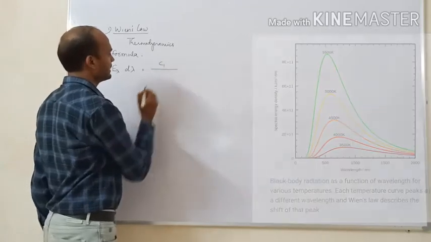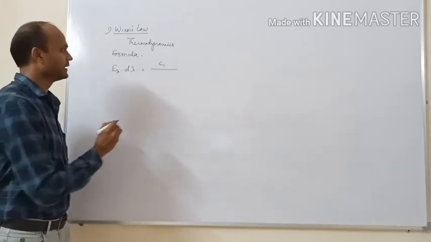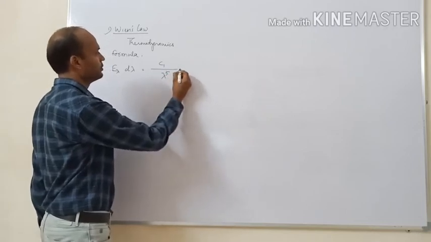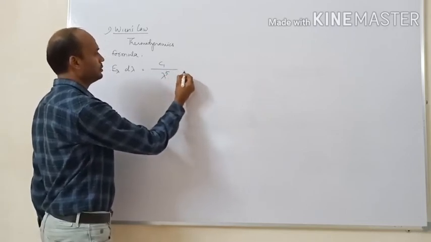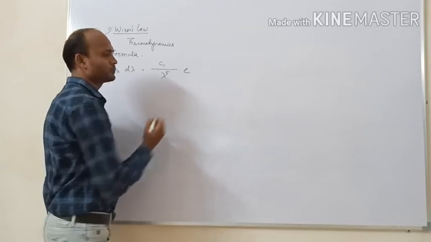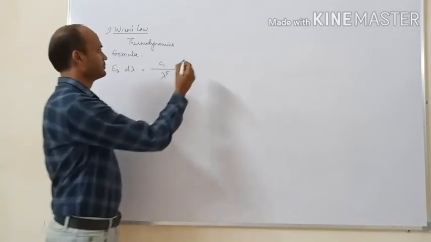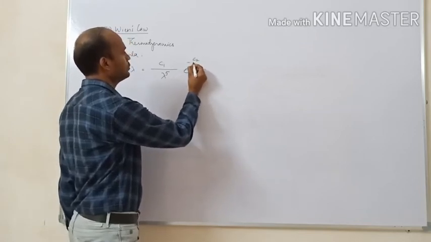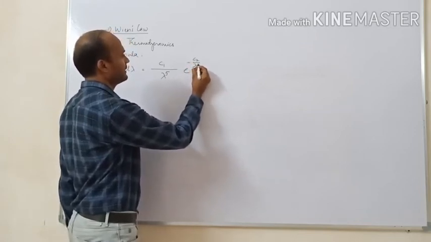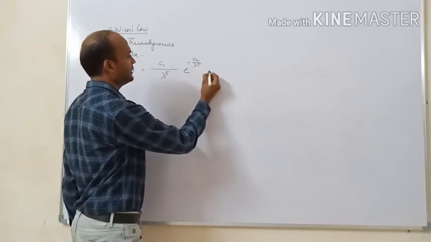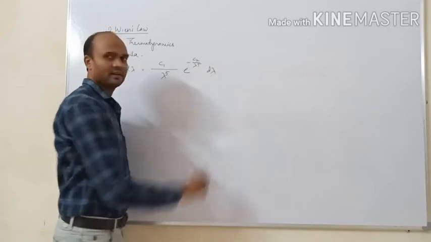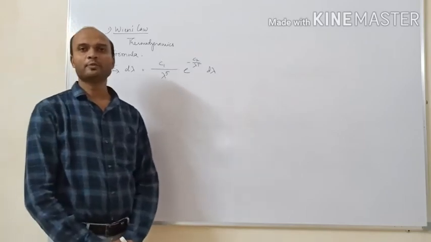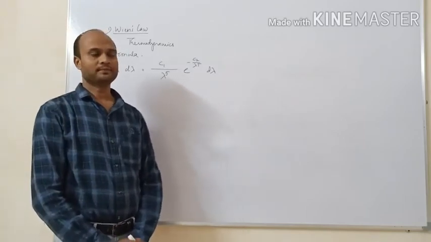C1 upon lambda raised to power 5 into exponent of minus C2 upon lambda T into d lambda, and this is Wien's formula which was derived by scientist Wien.